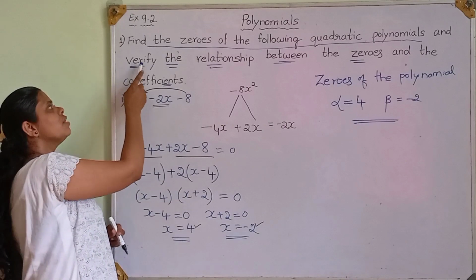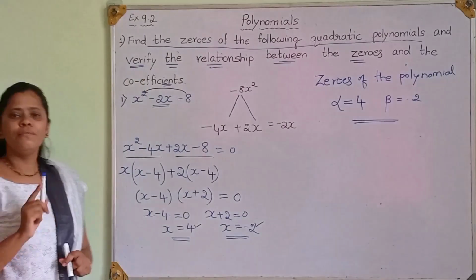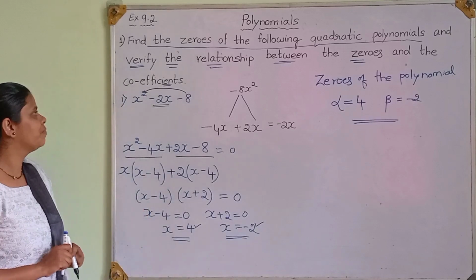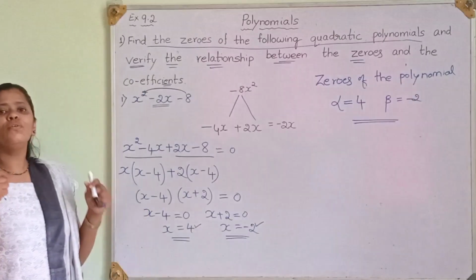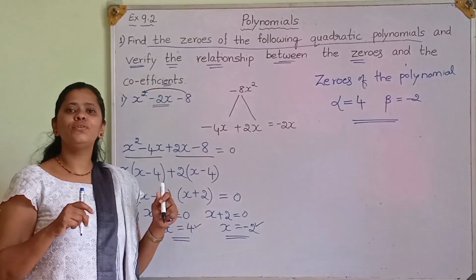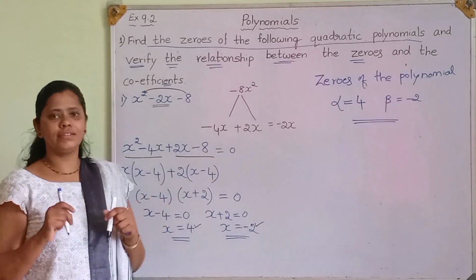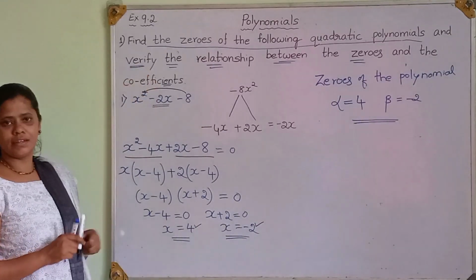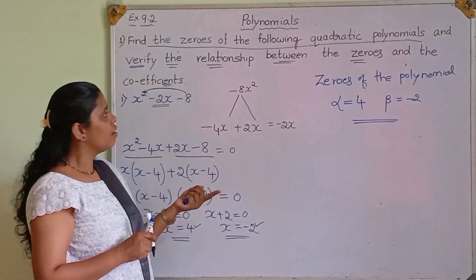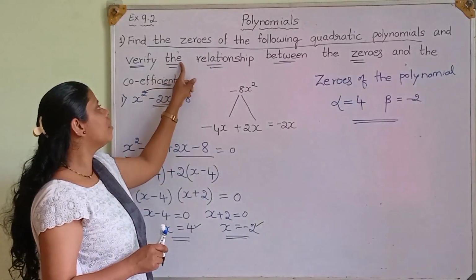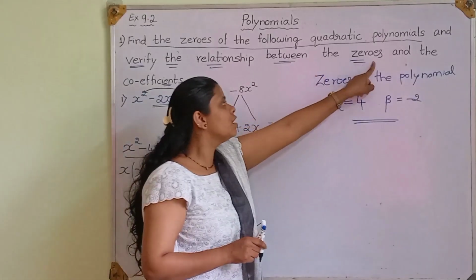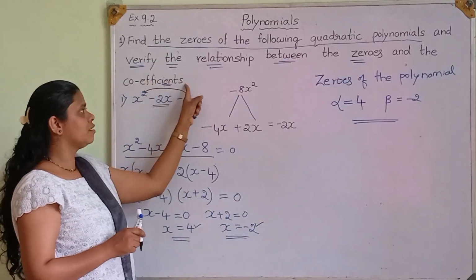See, they have given verify. Verify means what we have to do? We have to do the verification. When they tell you to verify, you have to remember, always we will do LHS is equal to RHS in the verification. We have to verify the relationship between the zeros and the coefficient.